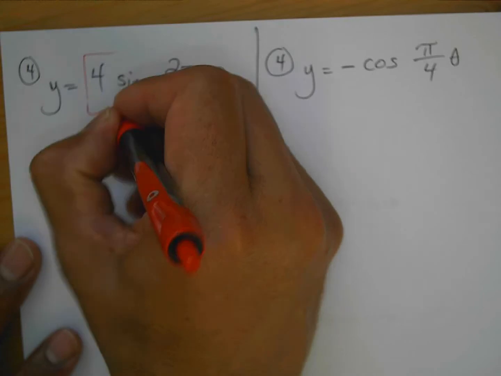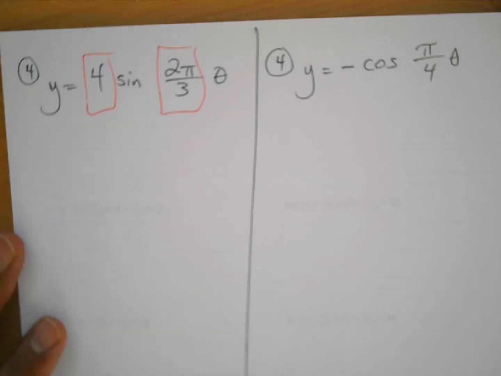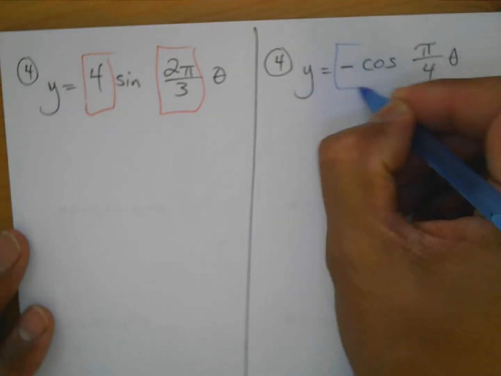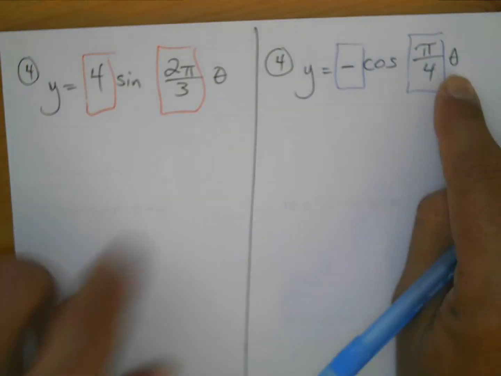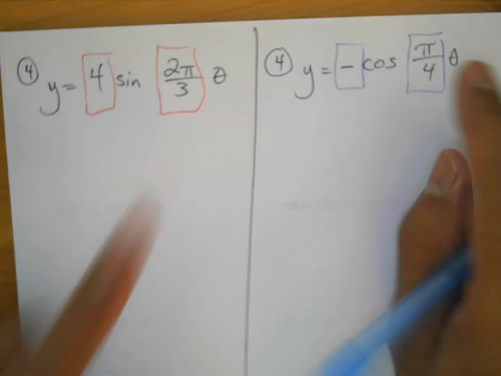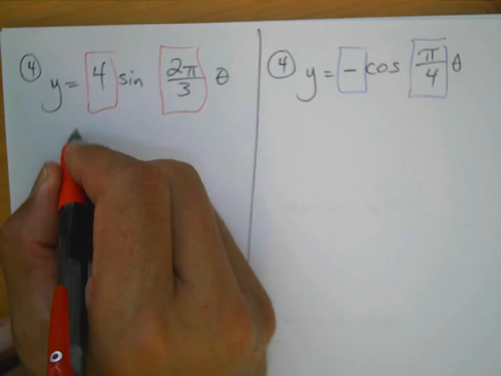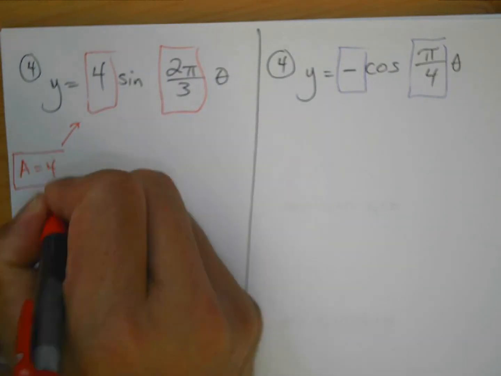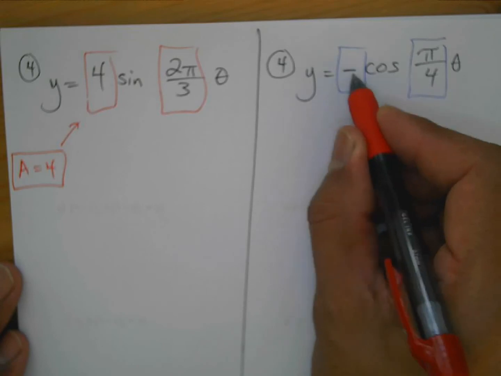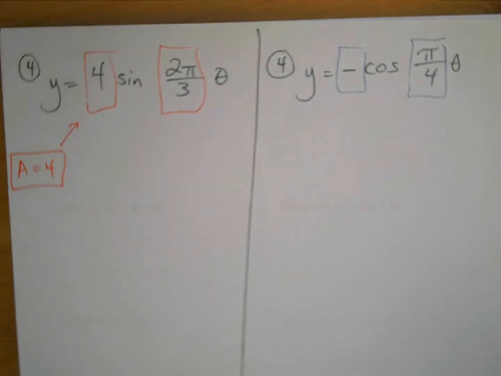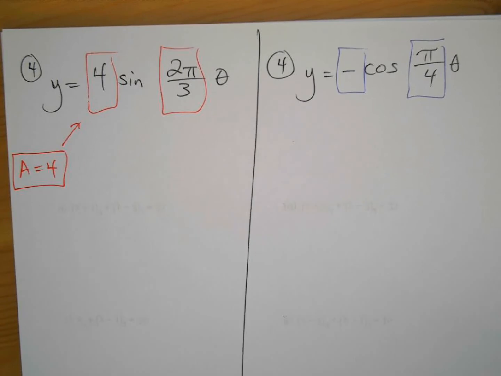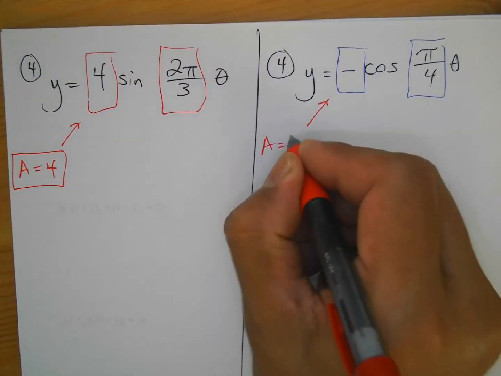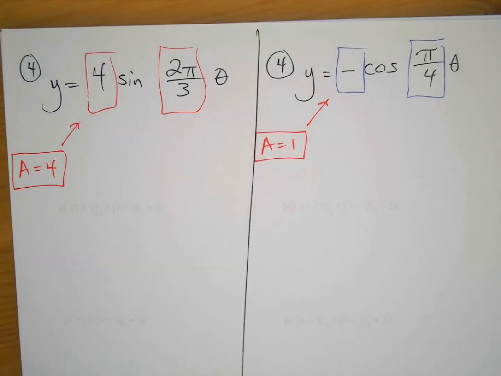Well, we know which one's A over here, and B. Here the amplitude is what? I'll just put A. The amplitude is 4. Here is a negative 1, but your amplitude cannot be negative. There's a negative 1, but remember the amplitude is always positive. Your amplitude is 1. Amplitude is never negative.